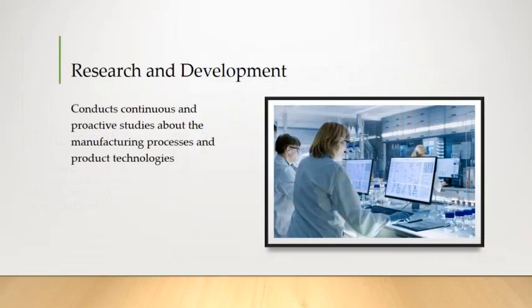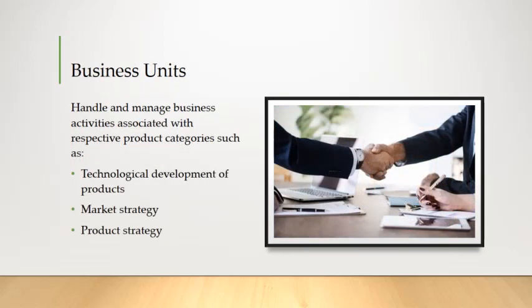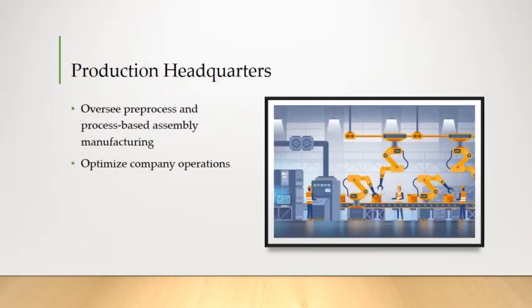The Research and Development Center conducts continuous and proactive studies about the manufacturing processes and also the product technologies. The business units handle and manage business activities associated with respective product categories, such as the technological development of products, market strategy, and product strategy. The production headquarters oversee pre-processed and process-based assembly manufacturing. It also optimizes company operations.